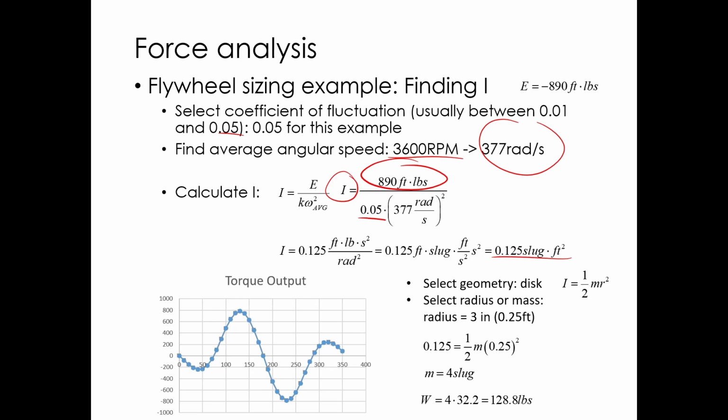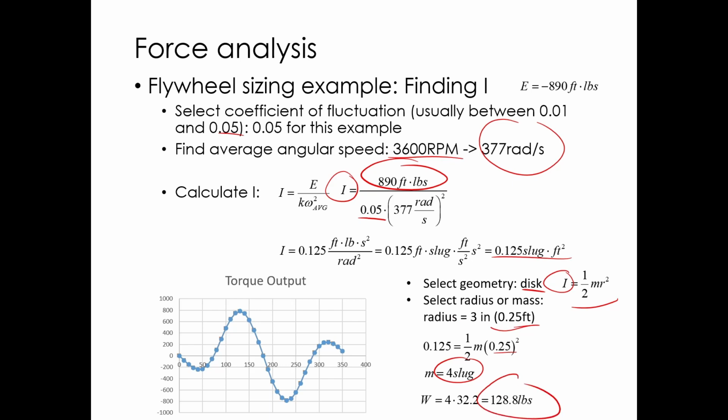From that I can then select a shape. So for a disc, I is 1/2 mr squared. I can select a radius of 3 inches, which would be 1/4 of a foot. I need to get my units to work out here, so I need slugs for mass, and I need radius in feet. So put in 0.125 slug feet squared, put in the radius of 0.25 feet. I need a 4 slug flywheel or 129 pound flywheel.